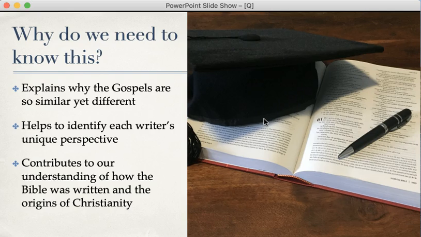Why do we need to know this? Well, knowing how the Gospels are written helps to explain why they are so similar, yet different. It helps to identify each writer's unique perspective. If Mark was written first, why did Matthew and Luke feel the need to write a different version, which incorporated most of it, but with some changes? This contributes to our understanding of how the Bible was written and our understanding of the origins of Christianity. I hope that's been helpful to you.